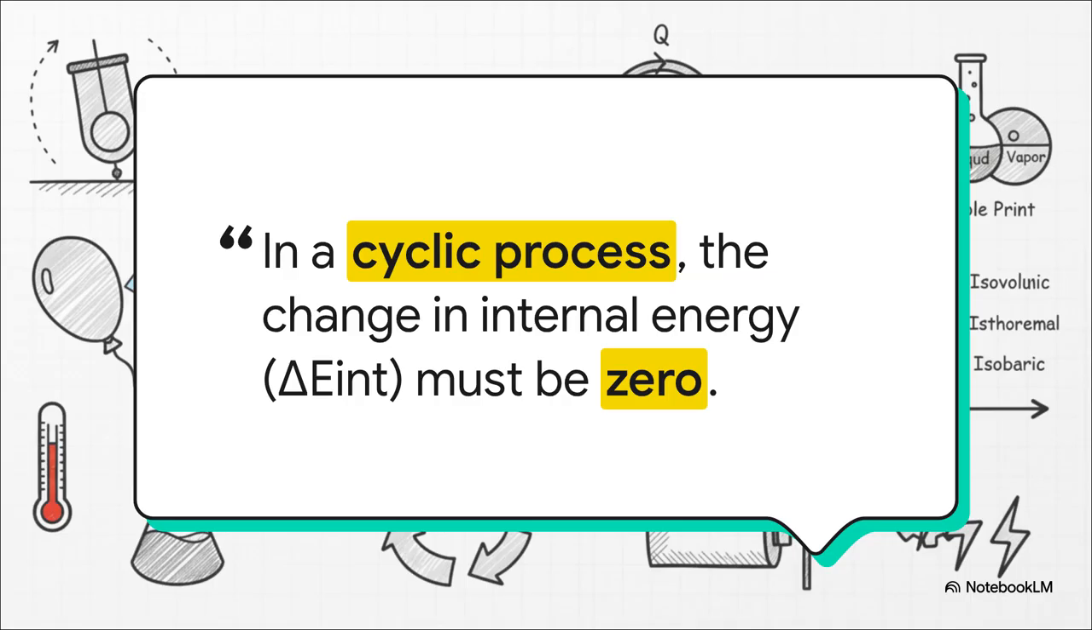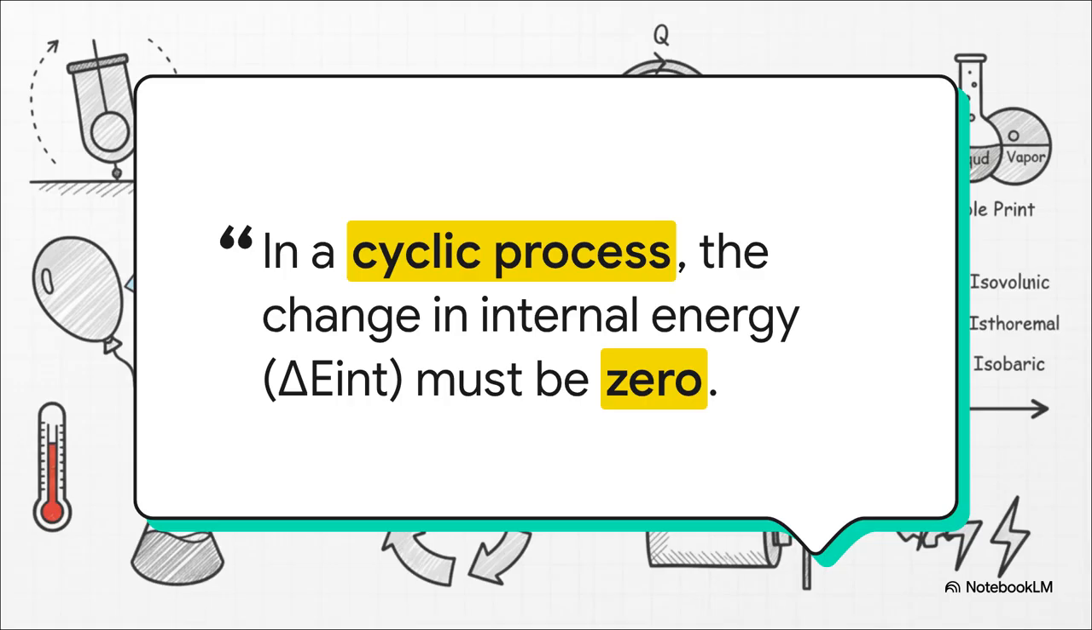Okay, this right here, this is one of the most important takeaways for the first law, especially when you're talking about engines. For any cyclic process, and that just means a process that ends up right back where it started, the net change in its internal energy has to be zero. Why?